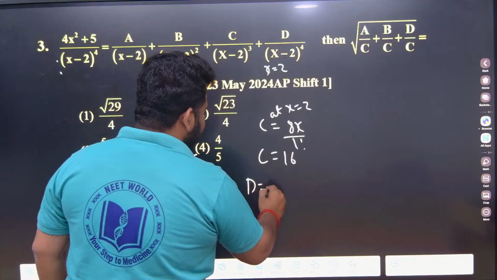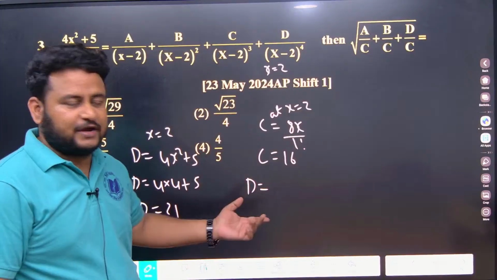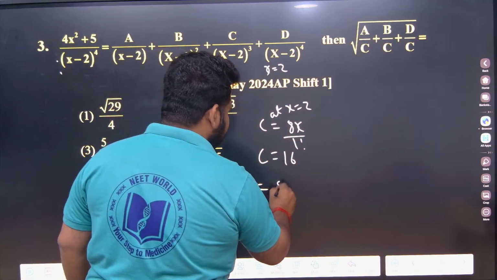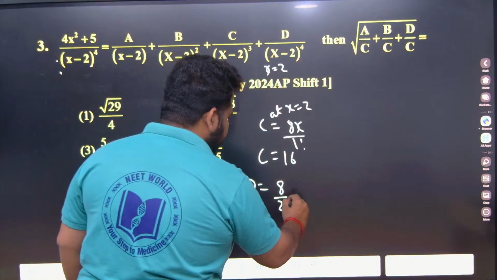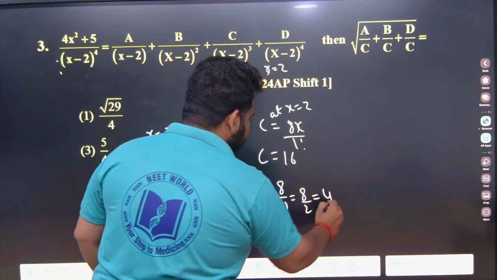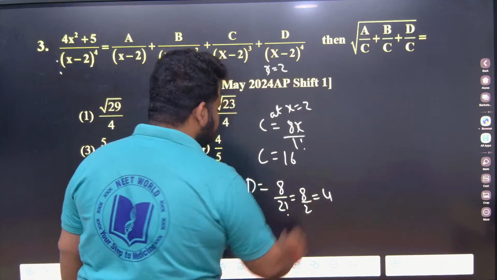So if I want the d value, I have to differentiate this again, but I have to divide by 2 factorial. So 8x if I differentiate, I will get 8, divided by 2 factorial, which is 2 only. So 8 by 2 gives me 4. There is no value of x here, so no need to put x is equal to 2. So I got 4.